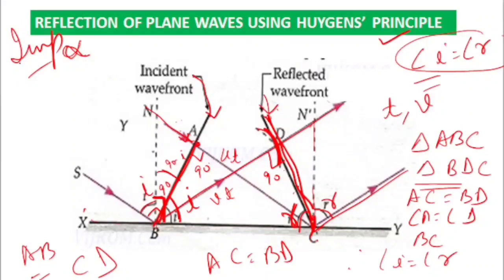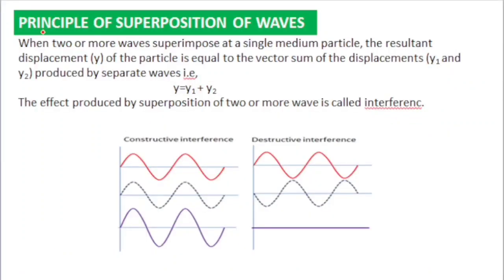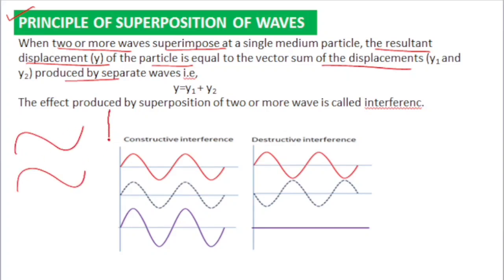After this, I'm going to discuss the next topic, which is interference. Before starting interference of light, you must know the principle of superposition of waves. What is this? When two or more waves superimpose at a particular point in the medium, the resultant displacement of the particle is equal to the vector sum of the displacements due to the individual waves. Suppose there are two waves, one is this one, another one is this one. These two waves superimpose at a particular point in the medium, like this one.